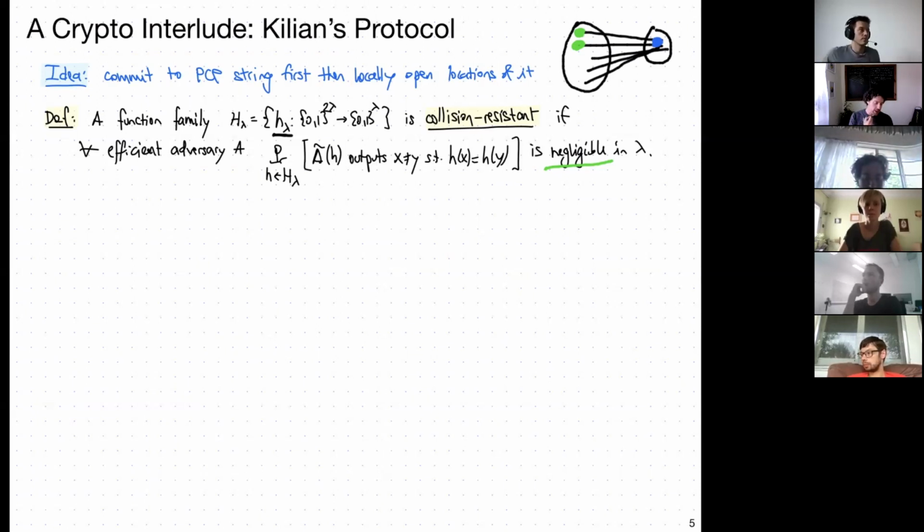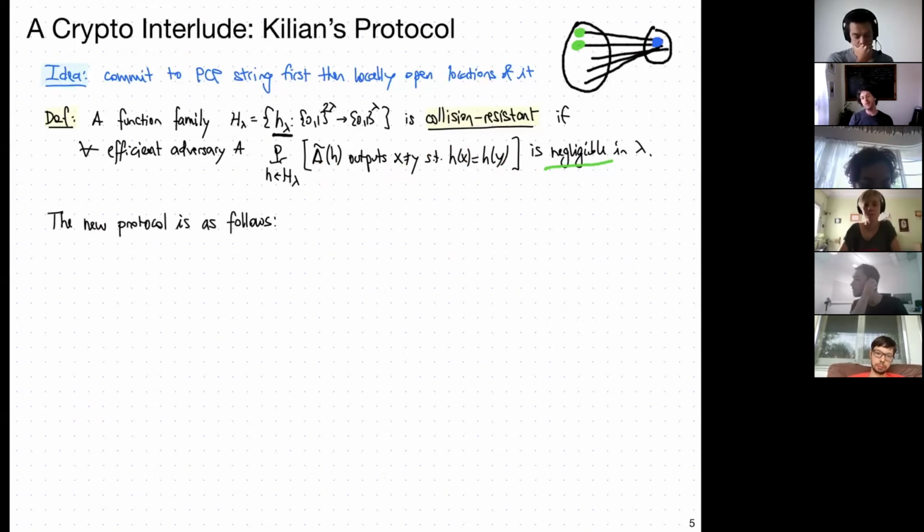And this is exactly what we'll need. This is why things become an argument as opposed to a proof, because if you run in exponential time, then you can just query everything and map everything, and then things will break. Okay, so we have this notion of hashing, where the probability that an efficient algorithm would be able to find two different pre-images that collide at the same point is negligible.